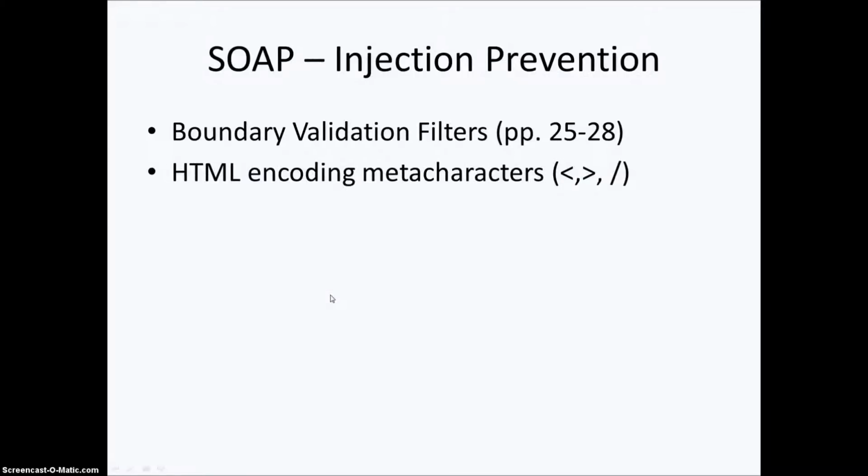The prevention of SOAP injection is really pretty straightforward. The book suggests basically two things: boundary validation filters, which it talks about on pages 25 and 28 in chapter 2, and HTML encoding your meta characters, such as a less than symbol, greater than symbol, the slash sign, etc. So yeah, really pretty straightforward. Validating user input and stripping it or encoding meta characters.